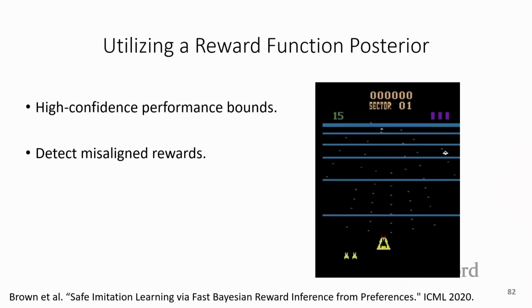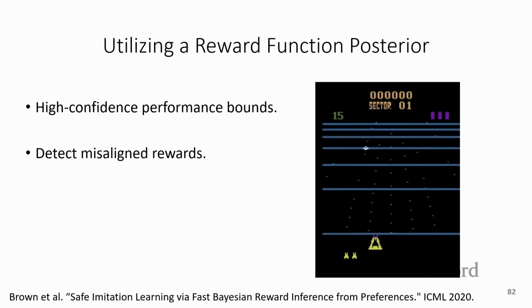So we've also looked at what can you do when you have this posterior distribution. And one of the nice things you can do is you can come up with these high confidence performance bounds. Given a policy or trajectory, I can now with high confidence tell you whether this policy is better than this other policy using this distribution. We've also shown that we can use this to detect misaligned reward functions.